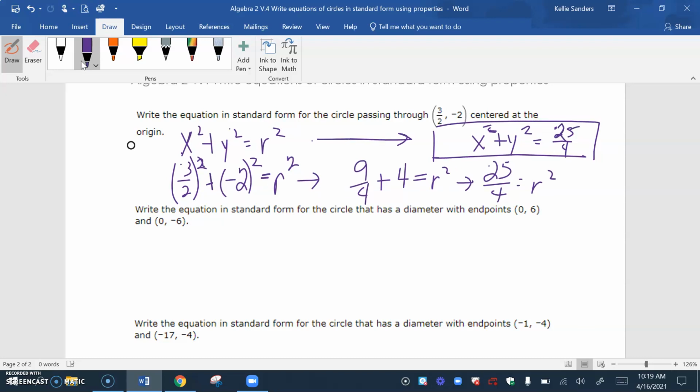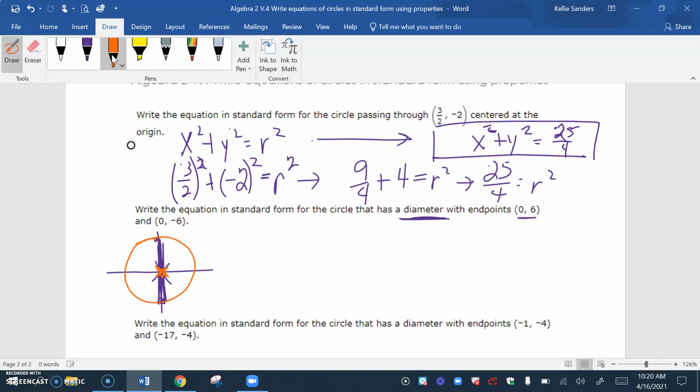Write the equation of standard form for the circle with a diameter with endpoints 0, 6, and 0, negative 6. Now this one may be a little bit kind of obvious. If you are at 0, 6, you are here. If you're at 0, negative 6, you are here. And if this is the diameter, then what do we know? That this right here is the center, because the center is in half of the diameter, right?